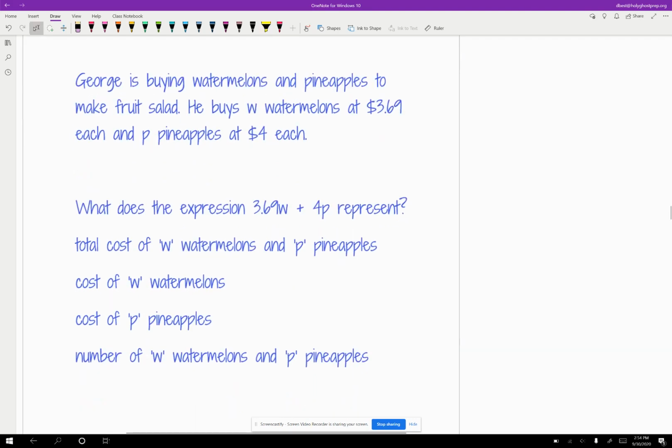So I'm going to let you try to break this one down. George is buying watermelons and pineapples to make fruit salad. He wants to buy W amount of watermelons at $3.69 each, and he's going to buy P number of pineapples at $4 each. So here is my expression, 3.69W plus 4P, and I want to know which of these options that expression represents. Again, it's the total cost of both the watermelons and the pineapples all together.